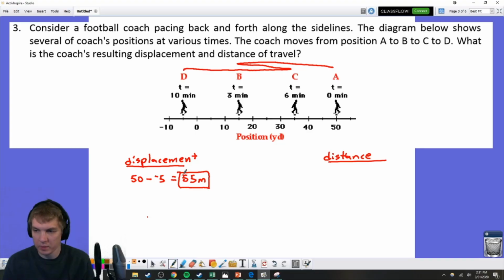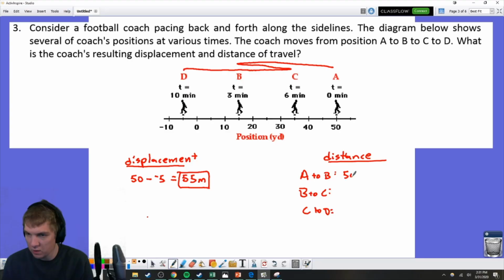So that's displacement. For the distance, we have to do it the same way as before. A to B, then B to C, then C to D. Going from A to B, that was the difference. He started at 50, and then he went all the way to 15. So that's a difference of 35, and this is yards. Let me actually correct this unit here because I got that wrong. I'm so used to using meters that I wasn't paying attention to the unit. He's walking in yards, not meters. So this is yards.